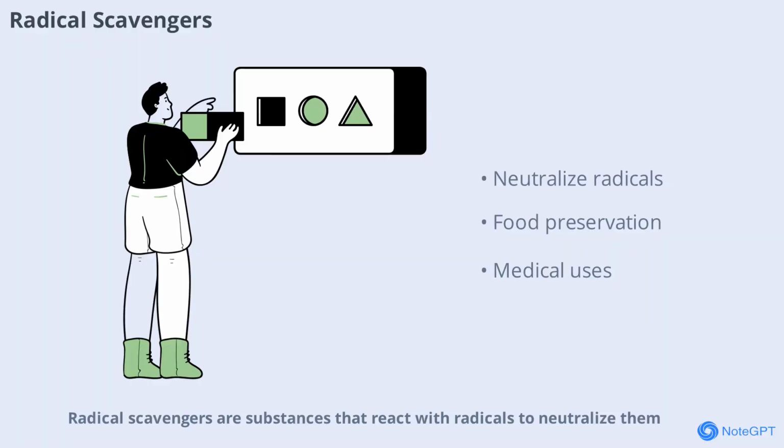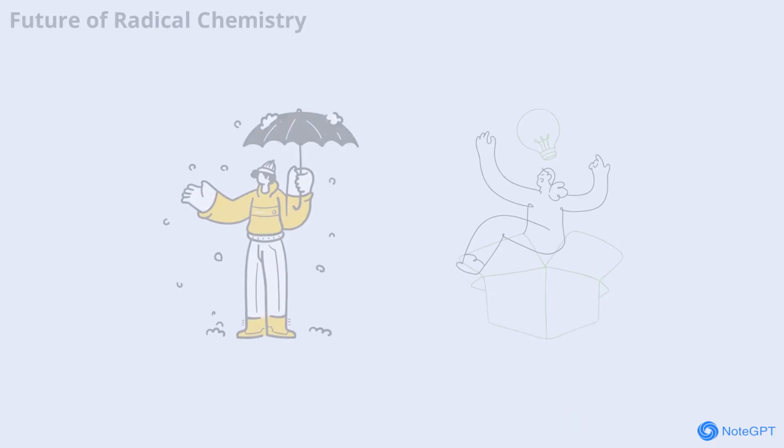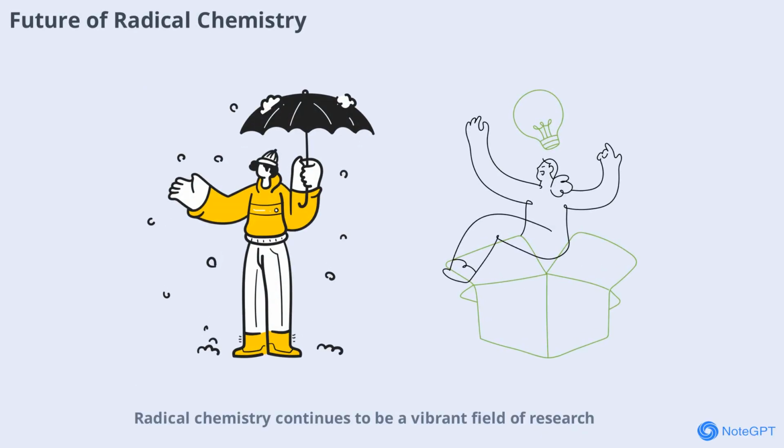Radical scavengers are substances that react with radicals to neutralize them. These include natural antioxidants and synthetic compounds used in food preservation and medicine. By removing radicals, scavengers help protect materials and living organisms from damage. Radical chemistry continues to be a vibrant field of research. Scientists are developing new ways to harness radicals for green chemistry, renewable energy, and advanced materials. The future holds exciting possibilities as we learn to better control and utilize these reactive species.